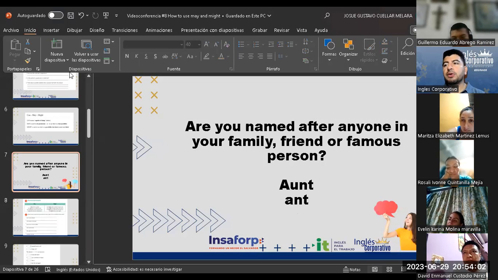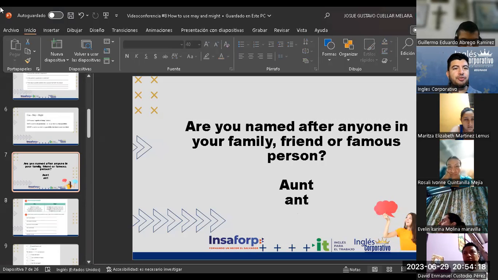Okay, in this case, when we say, are you named, we are talking that if your name is similar to a grandfather or your father. For example, my father is Gustavo. So I am named after my father. Because my second name is Gustavo. Así que si alguno de sus nombres son como la de sus algún pariente, si fueron nombrados por eso.